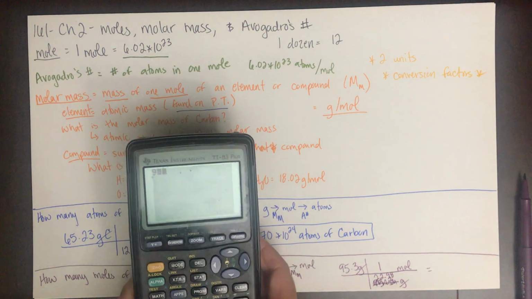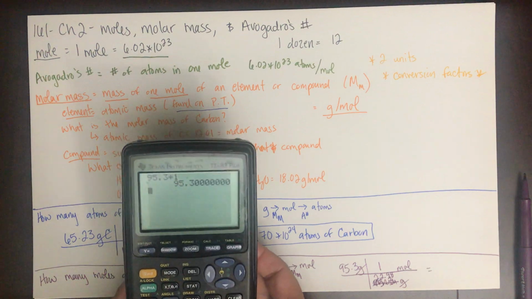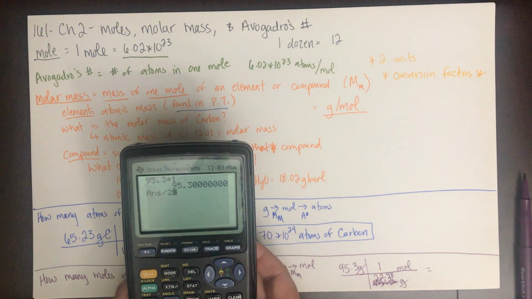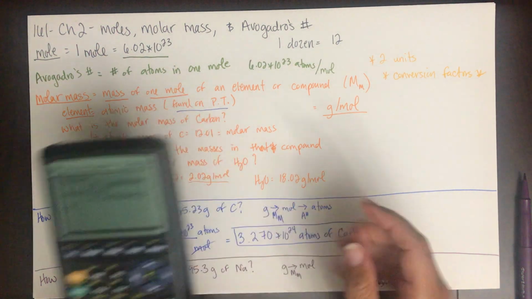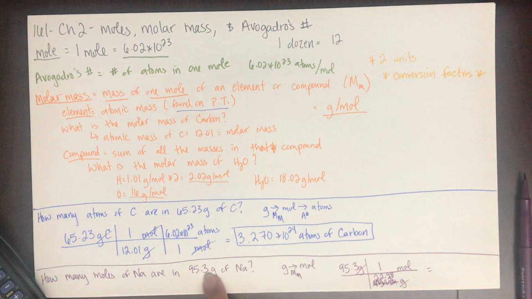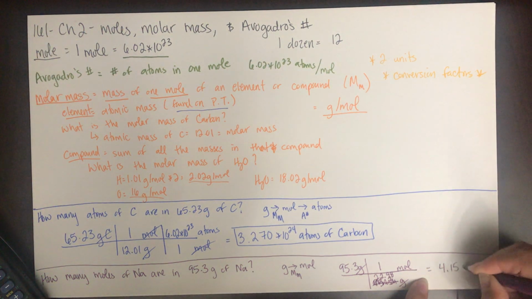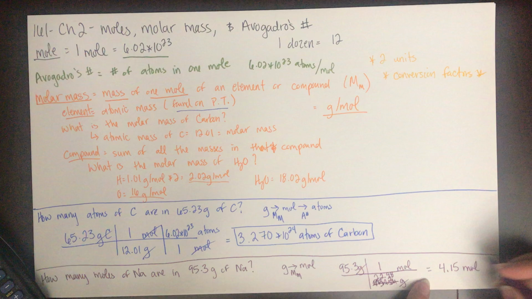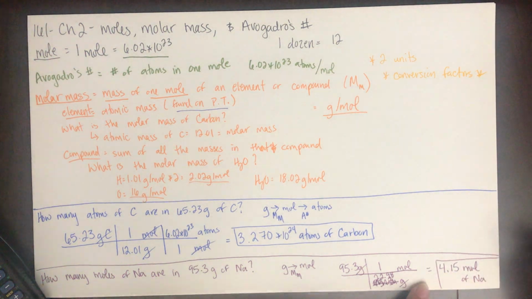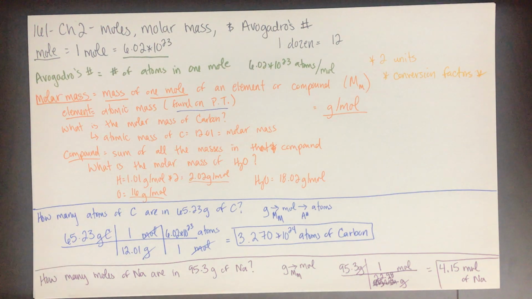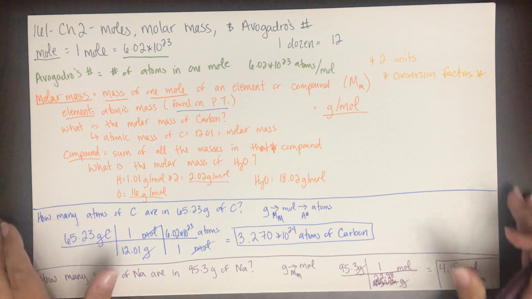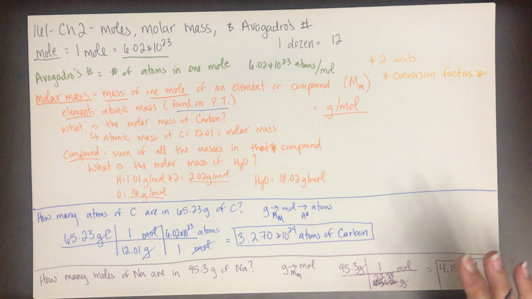So 95.3 times 1 divided by 22.98. Your answer should have 3 significant figures. You should get about 4.15 moles, or you could say moles of sodium. So there's lots of different ways that you can go depending on what information you're given and what you're being asked.